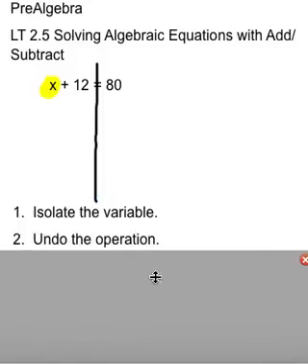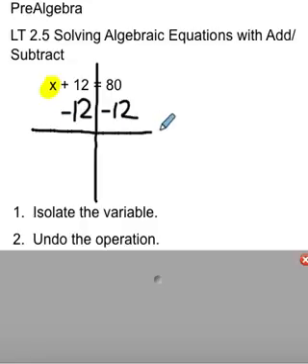Our second step is to undo the operation. So in order to undo adding 12, I would actually subtract on both sides by 12. And the reason I put that minus 12 on both sides is because an equation is a balance. So whatever is on the left side has to equal or balance out the right side. So that's why I have 2 negative 12s. Without them, I wouldn't balance out.